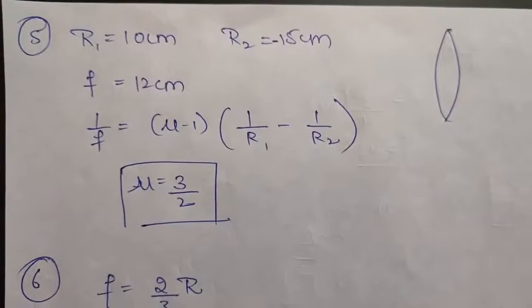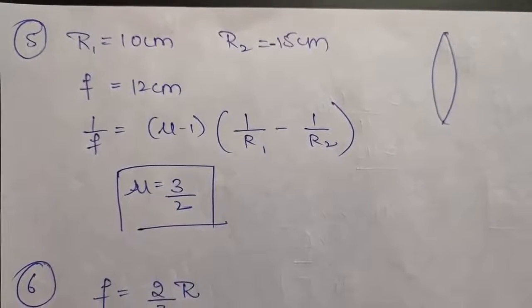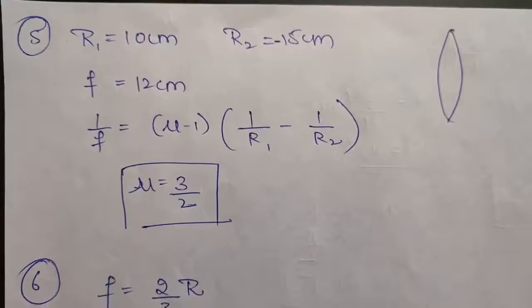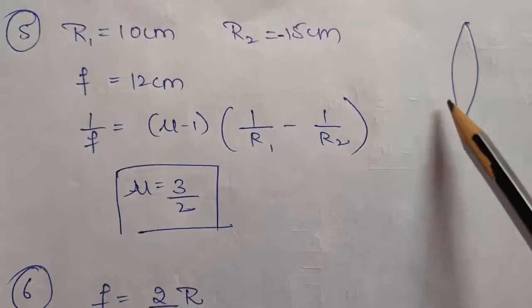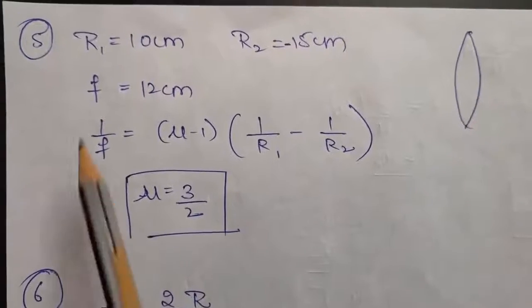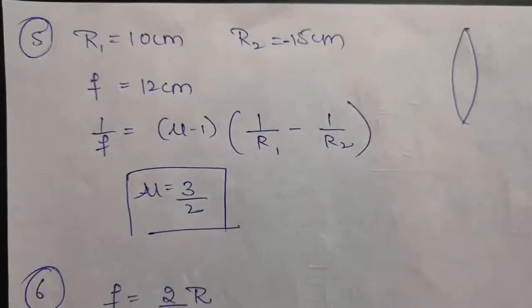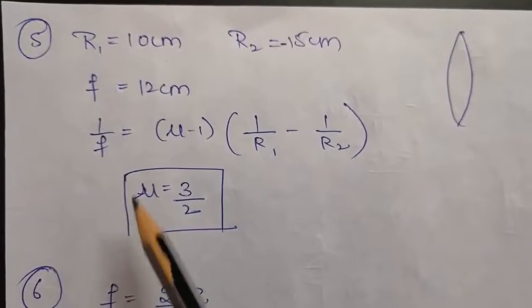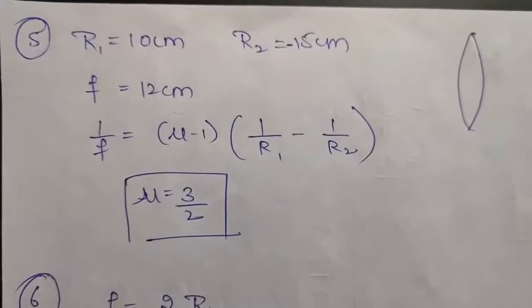Okay, so next is question number 5. So the question says the radii of curvature of the two faces of a double convex lens are 15 centimeter and 10 centimeter. So as you know, for a convex lens, R1 is positive and R2 is negative. So R1 is 10 centimeter and R2 is minus 15 centimeter. After that, the question says if the focal length of the lens is 12 centimeter, you have to calculate the refractive index of the material of lens.